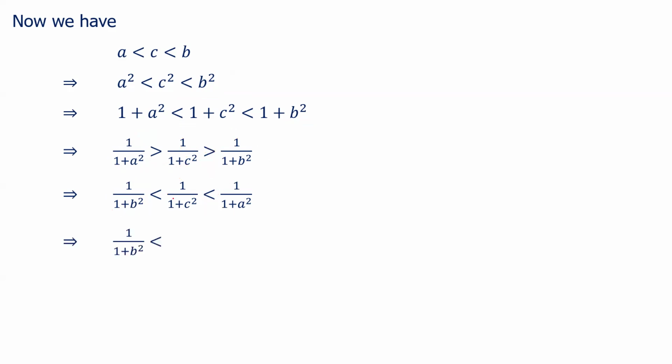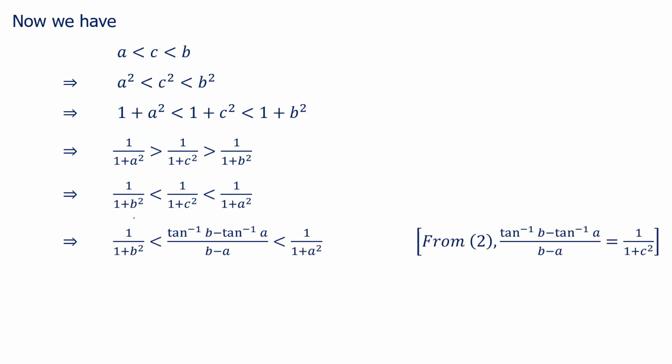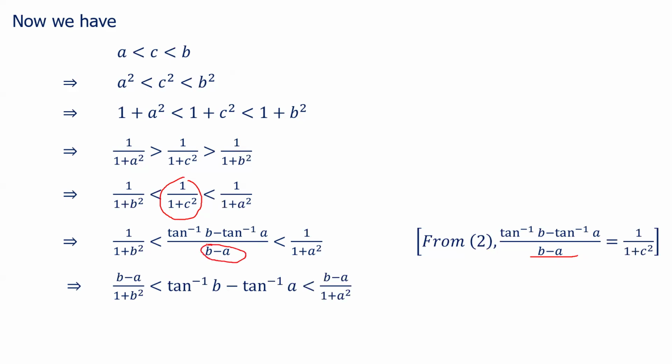Now, from the equation number second, 1 upon 1 plus C square is nothing but tan inverse of B minus tan inverse of A upon B minus A. Let us put the value of 1 upon 1 plus C square as tan inverse of B minus tan inverse of A upon B minus A. Now, multiply the whole inequation by B minus A.